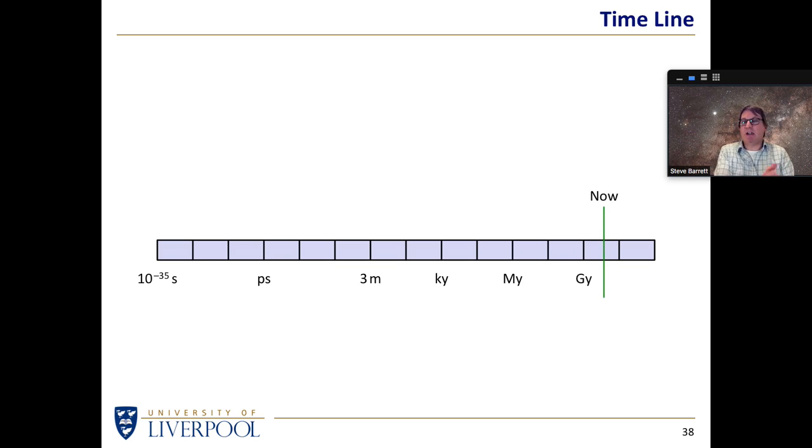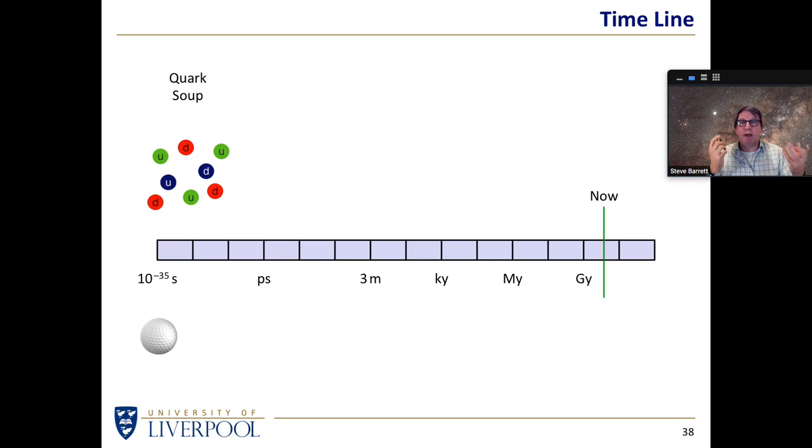This is a ridiculous timeline with very small times on the left and very long times on the right. There's us after the Big Bang at about 13.8 billion years. And we don't know what happened at zero, but we think a golf ball sized object contained everything that we now see in the observable universe at about 10 to the minus 35 seconds. And that was a sphere that contained basically a soup of fundamental particles. A whole load of quarks plus some electrons as well, because the quarks are positively charged and the electrons would be negatively charged.